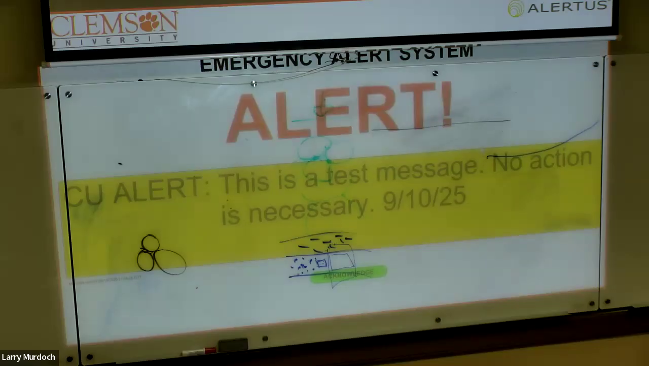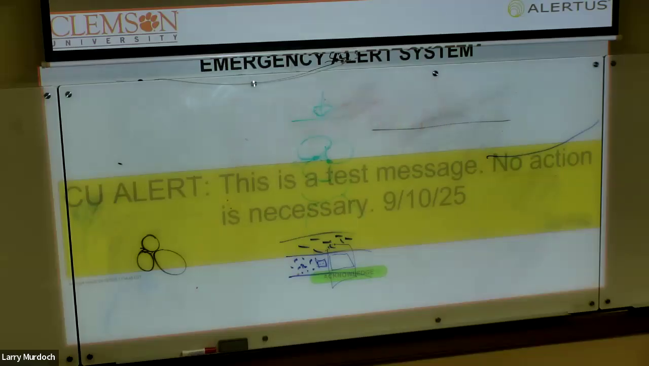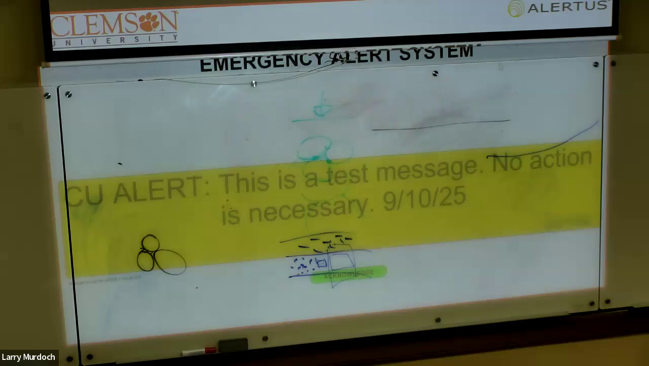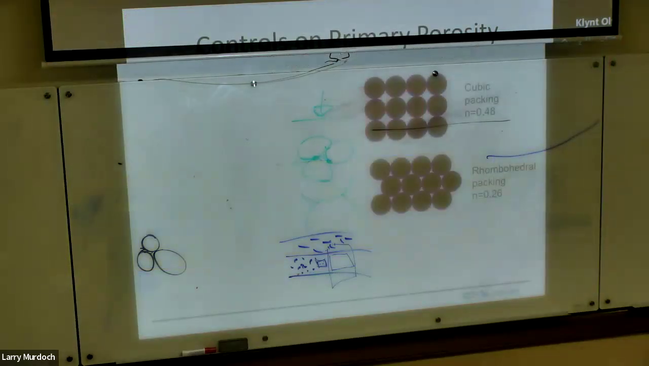Okay, nice. What was the range again? 0.26 to 0.48, yeah. I don't know what's this now. I think you can just click that green button at the bottom. Oh, I see. Great, thank you.